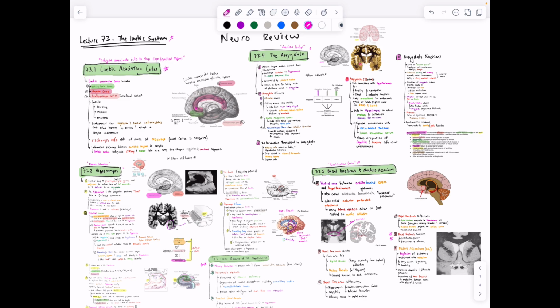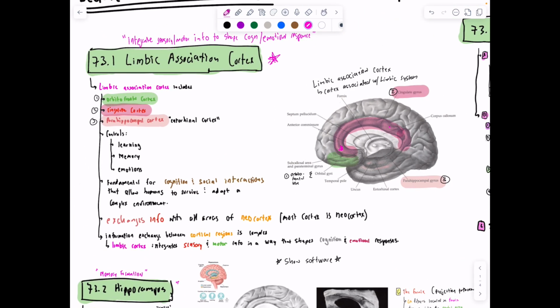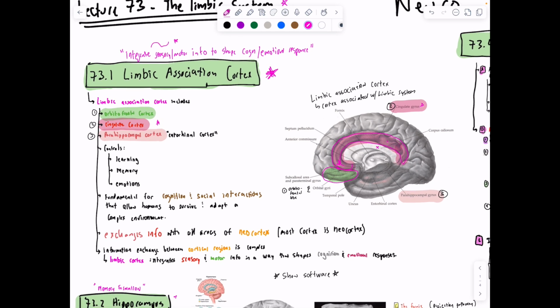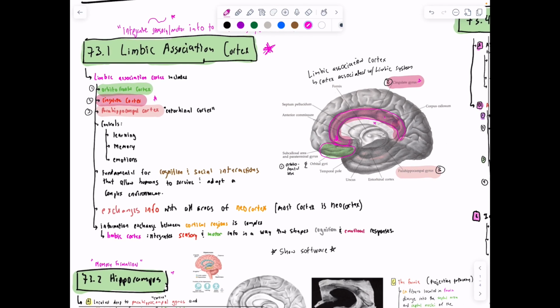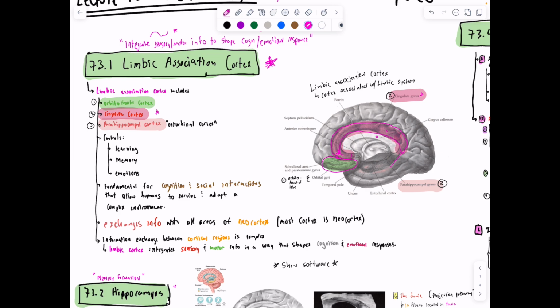All right, so starting off with cortex, the limbic association cortex is going to include this orbital frontal cortex, part of the prefrontal cortex of the frontal cortex. That's a mouthful. Then we have the cingulate cortex, which we can see here. This is cortex that is above the corpus callosum. So again, this is all limbic association cortex, and its purpose is going to be to integrate sensory motor information to help shape cognitive and emotional responses. And then finally we have the perihippocampal gyrus right there, which continues as the entorhinal cortex. So the orbital frontal cortex, then the cingulate cortex, then the perihippocampal entorhinal cortex, and entorhinal is going to be adjacent to our hippocampus, or part of it.